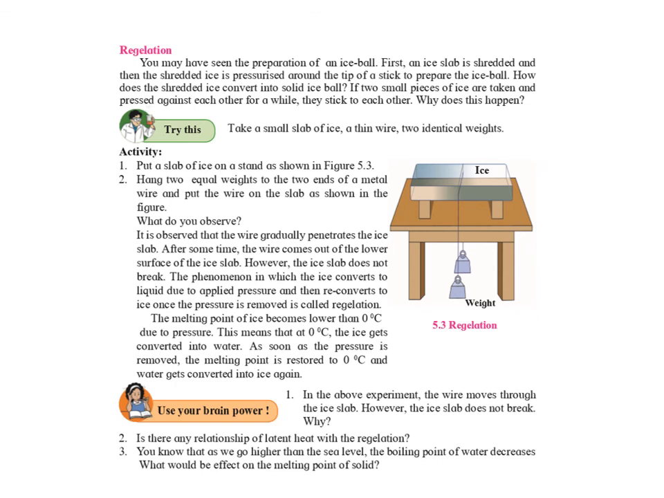Is there any relationship between latent heat and regelation? The latent heat required to melt a layer of ice is provided by the metal wire, and the heat given off on refreezing of the ice is conducted through the wire.